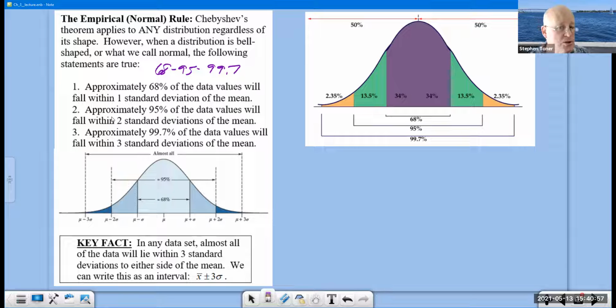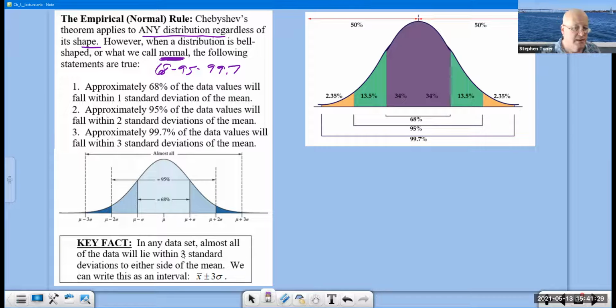Now, when we go 2 standard deviations, it's going to tell us we're going to get about 95% of the data, and we've got a much stronger claim. About 99.7% of the data values will fall within 3 standard deviations to either side of the mean when the data is normally distributed. Now, Chebyshev's theorem applies to any distribution, regardless of the shape. For this theorem, you do need to have this normal bell curve.